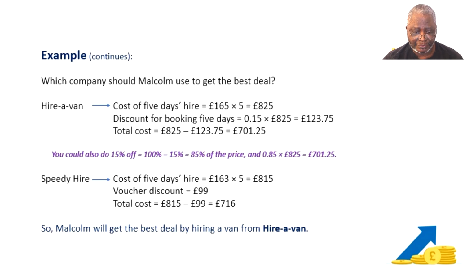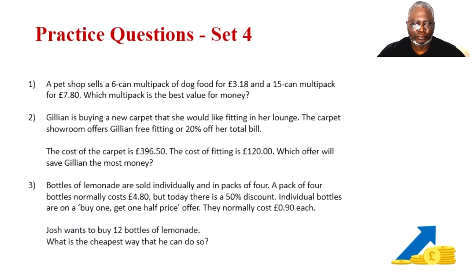Cost for 5 days is equal to 163 times 5, which is equal to £815. The voucher discount is £99. So the total cost would be equal to 815 minus 99, which is £716. So which one is better? Malcolm will get the best deal by hiring a van from Hire a Van. So you see why it's important to do your sums before you make a decision when you're in business.